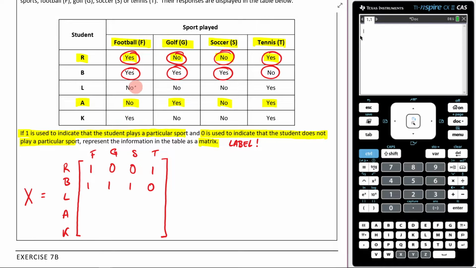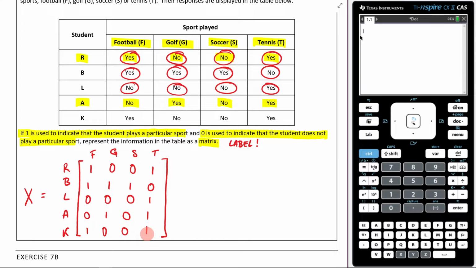So Lee will be no, no, no, yes. So that will be 0, 0, 0, 1. Arif will be no, yes, no, yes. And then finally, we have Carl, who is yes, no, no, yes. And just like that, we're all done.